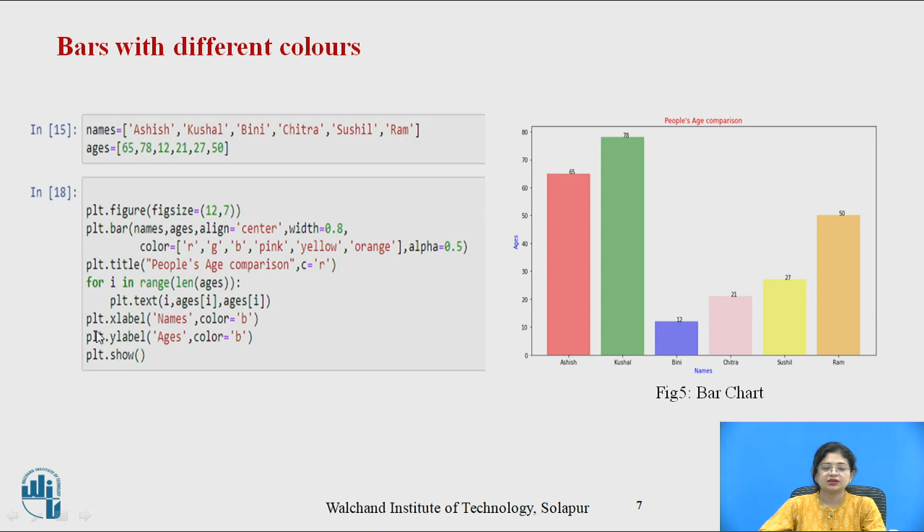One more thing is here, and that is for i in range length of ages and plt.text. So this text, that means this ages text, is displayed on the top of this bar. So the values are displayed on the top of each and every bar. So this is a bar with the different parameters.